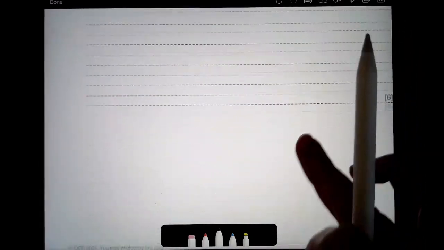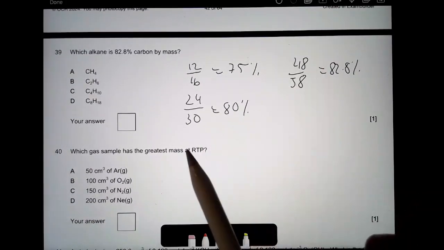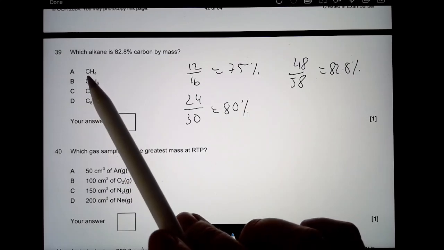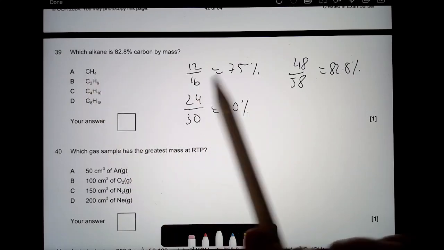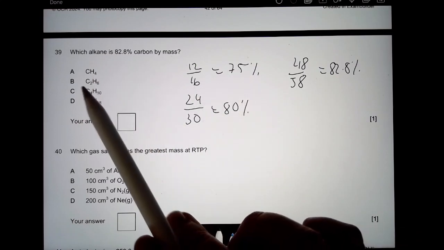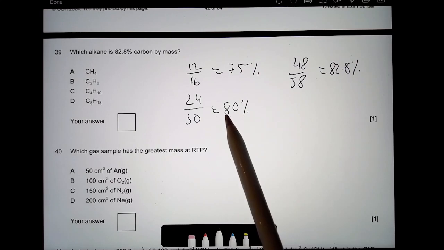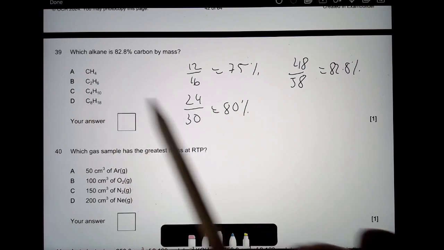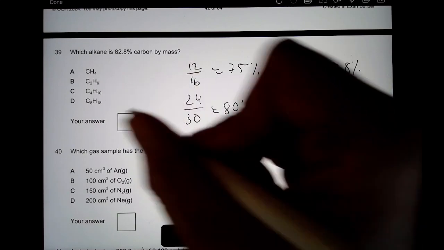And is that it? No, there's one more. Which alkane is 82.8% carbon by mass? You just have to go trial and error on this. So carbon obviously has a mass of 12. In the first one, it's 12 out of a total Mr of 16, which is 75%. The next one, you've got 2 12s, so you've got 24 out of a total formula mass of 30, which is 80%. And then the C here, 4 times 12, you've got 48 out of a total of 58, 82.8%, which is what was given in the question.